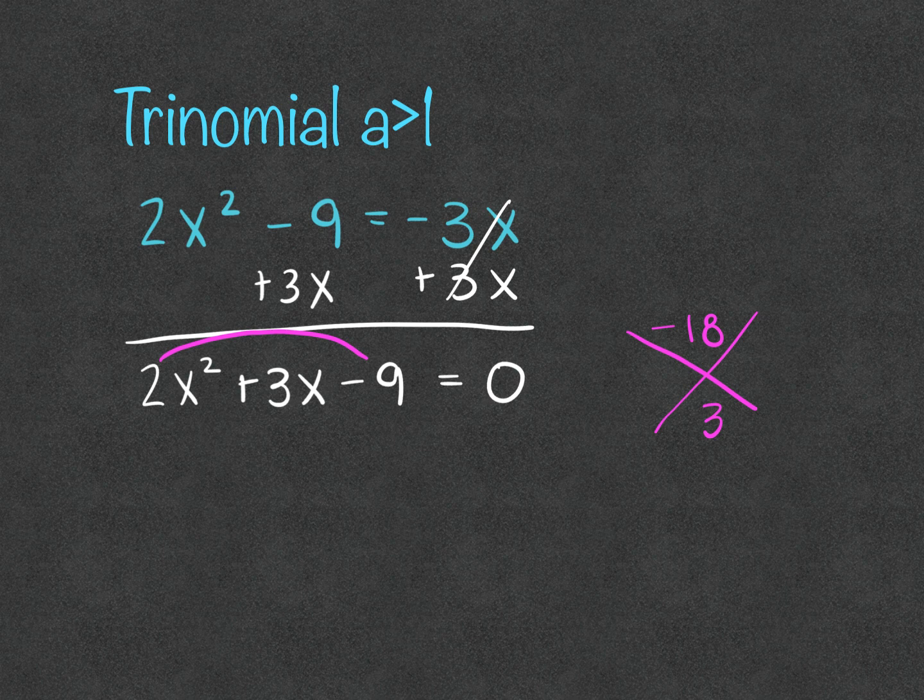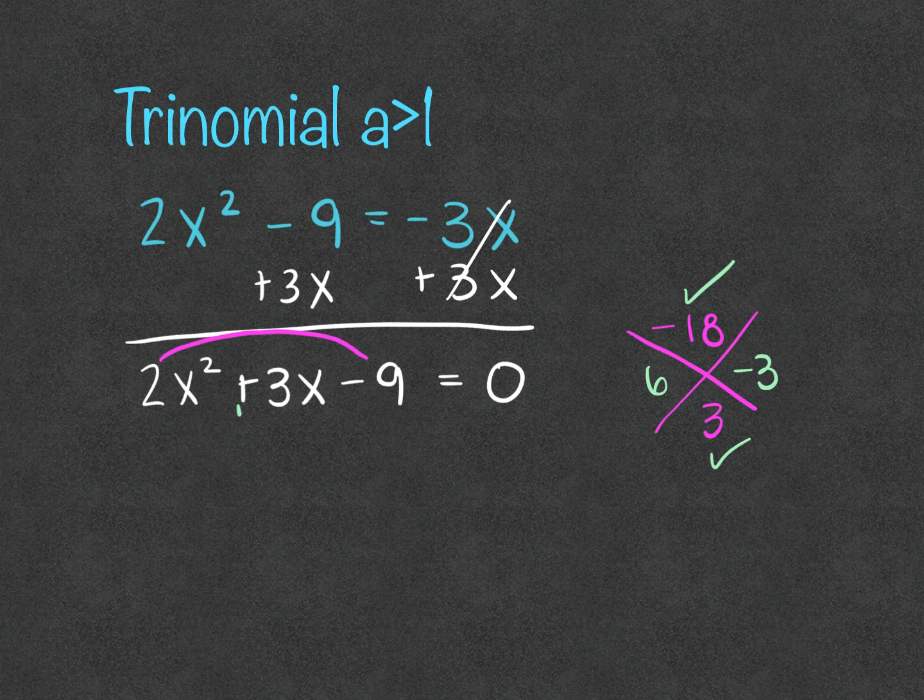Okay. So again, it might take you a minute. Start thinking of factors. 9 times 2 is 18, but that doesn't add to 3. 6 times 3 gets me 18. We need to get a positive 3, so I'm going to put a negative there, and let's check it. 6 times negative 3, negative 18. 6 plus negative 3 is positive 3. So those are my factors.